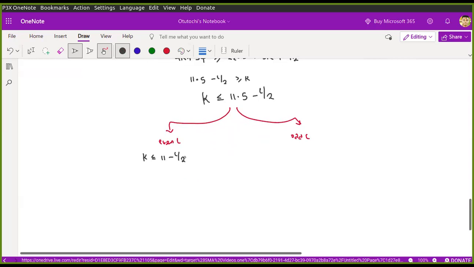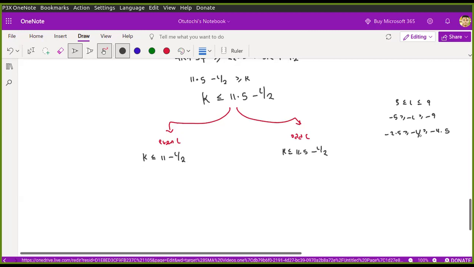And then for this case, we are going to have k is less than or equal to 11.5 minus L over 2, and that's also an integer, so we are good. So basically, what we have here is, of course, L is between 5 and 9. So you have minus 5 greater than or equal to minus L greater than or equal to minus 9. So you have minus 2.5 greater than or equal to minus L over 2 greater than or equal to minus 4.5.